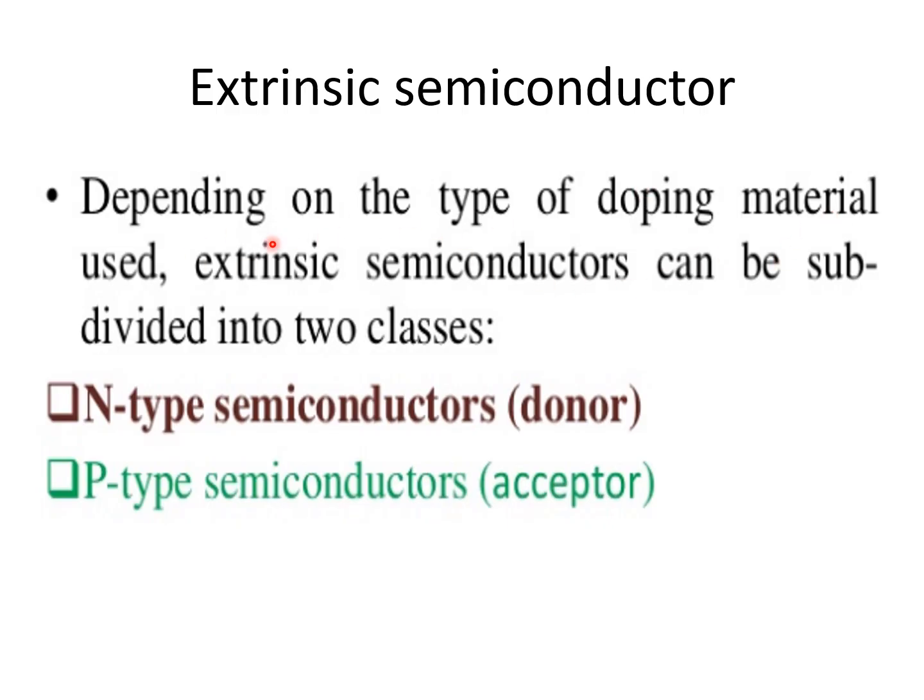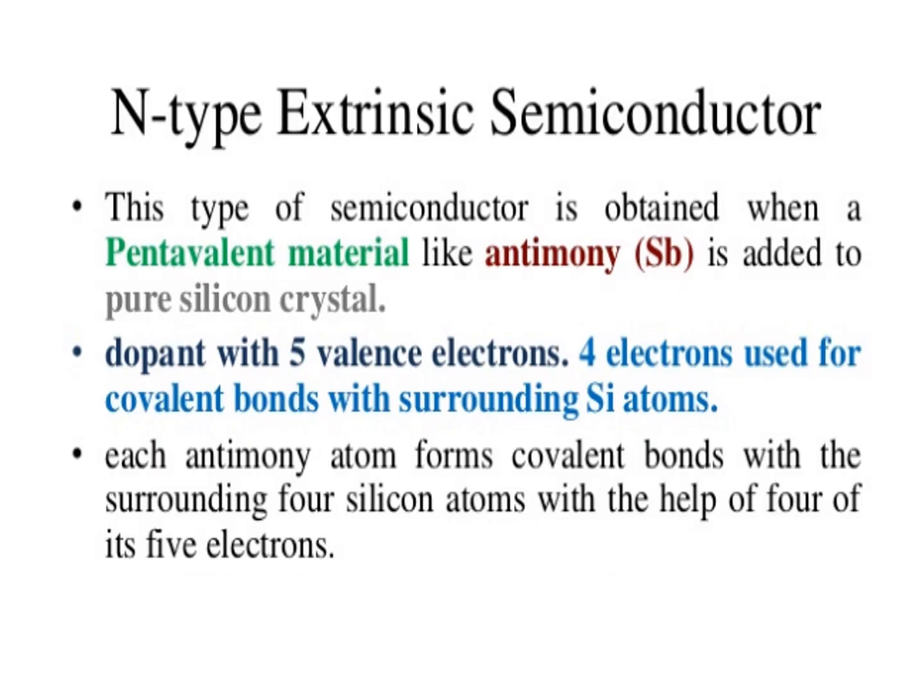Depending upon the type of doping material we are using, the extrinsic semiconductor can be classified into two types: N-type semiconductors and P-type semiconductors. Here, the N-type extrinsic semiconductors. This type of semiconductor is obtained when a pentavalent element like antimony is added. Pentavalent means the outermost shell has 5 valence electrons, fifth group elements. Those elements are added to the fourth group elements, that means the pure semiconductor materials, germanium or silicon.